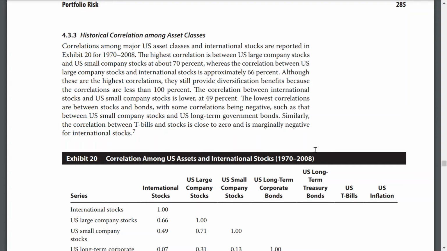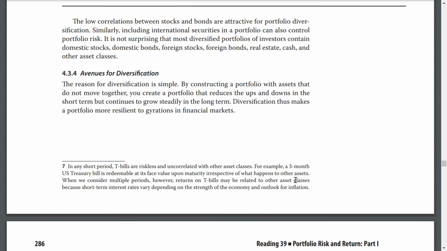The correlation between international stocks and U.S. small company stocks is lower, at 49%. The lowest correlations are between U.S. stocks and bonds, with some correlations being negative, such as between U.S. small company stocks and U.S. long-term government bonds. Similarly, the correlation between U.S. T-bills and stocks is close to zero, and marginally negative for international stocks. The low correlation between stocks and bonds is attractive for portfolio diversification.